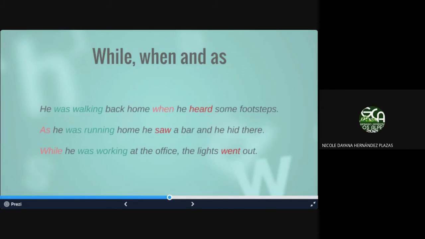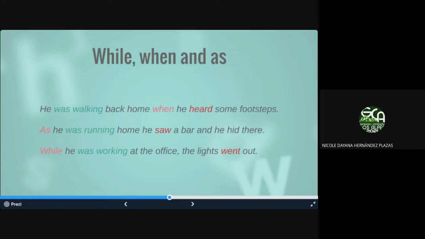¿Cuándo utilizan when? When do you use when? Lo utilizas para darle paso a la acción que interrumpe. Estaba pasando esto cuando esta otra cosa pasó. ¿Ok? So keep in mind, después de un when siempre va a venir una acción en pasado simple. ¿Por qué? Porque es la que interrumpe. Questions up to this point?